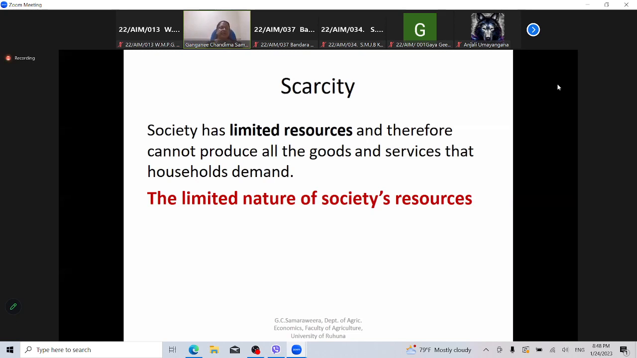Services that households demand. Understood? So if they provide all goods and services that households demand, they have to say our resources should provide for 22 million people's demands, but it's difficult. So that's why scarcity means the limited nature of society's resources.